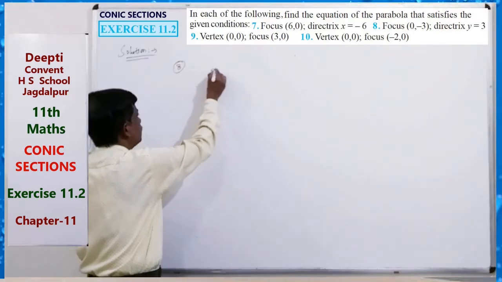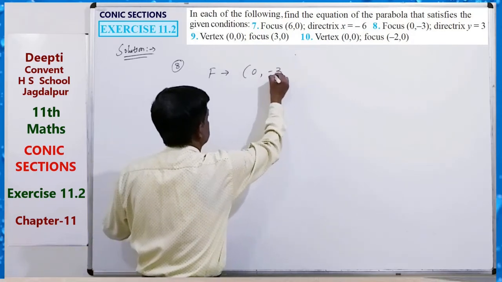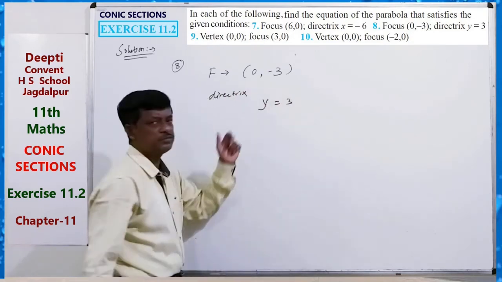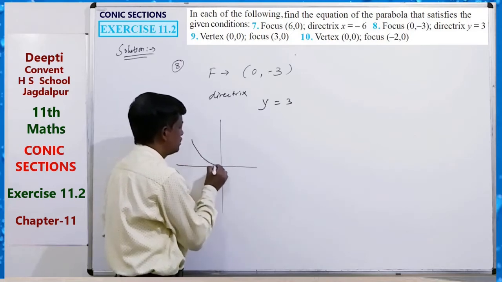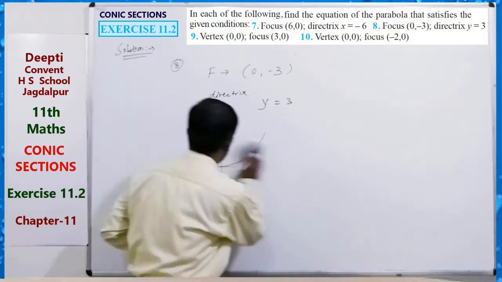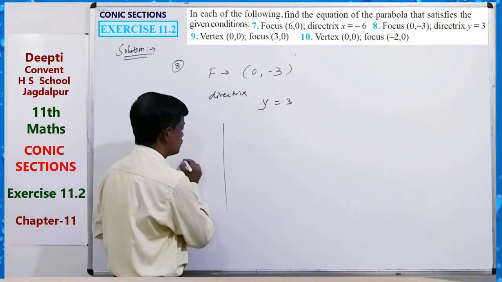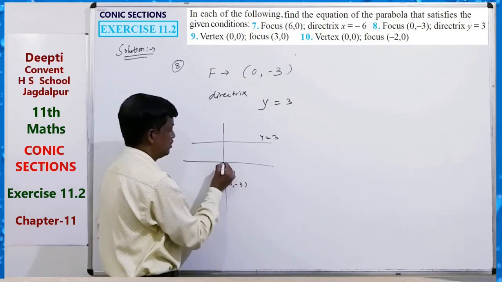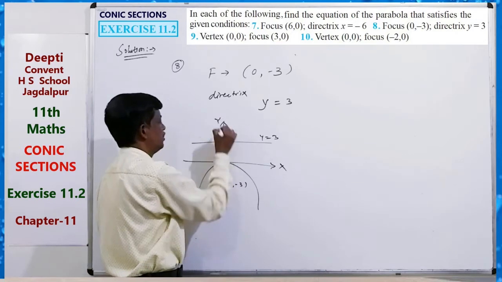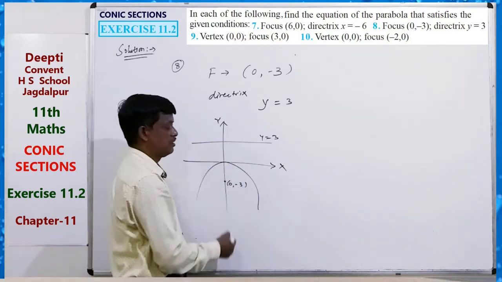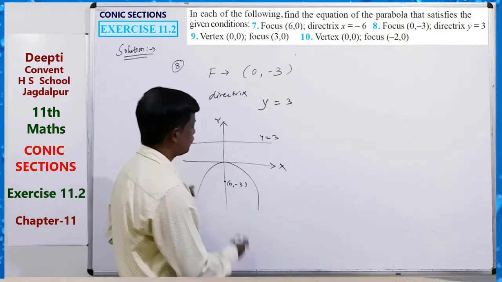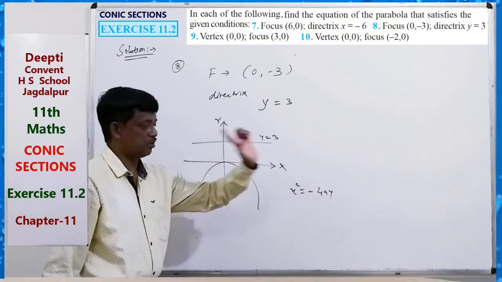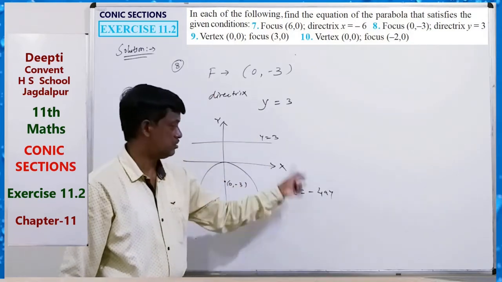Question 8: focus (0, -3) and directrix y equals 3. So it is very clear what the equation will be. Not this, because y equals 3 is the directrix, right? So y equals 3 is the directrix and the focus is (0, -3). Like this is the x-axis, this is the y-axis. So what will the axis be? The y-axis. So the format of the parabola is downward, that is x square equals minus 4ay, and in this format you have to write it in detail. This will be the format of the parabola.